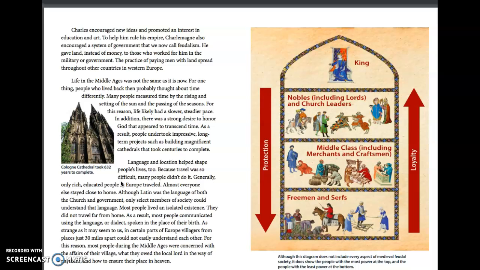Because travel was so difficult, many people didn't do it. Generally, only rich, educated people in Europe traveled. Almost everyone else stayed close to home. Although Latin was the language of both the church and the government, only select members of society could understand that language. Most people lived an isolated existence. They did not travel far from home. As a result, most people communicated using the language or dialect spoken in the place of their birth.